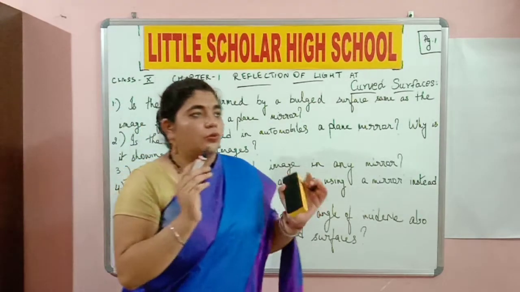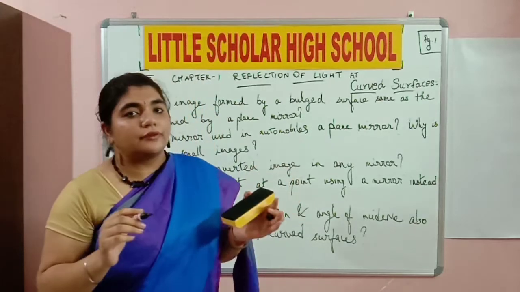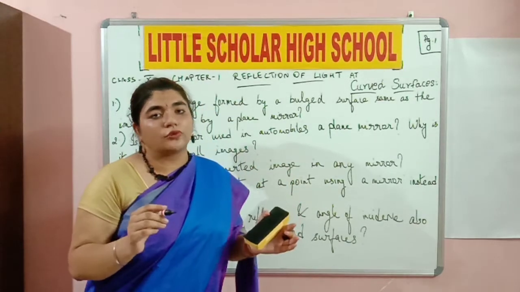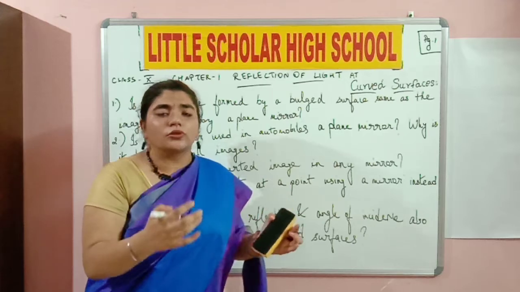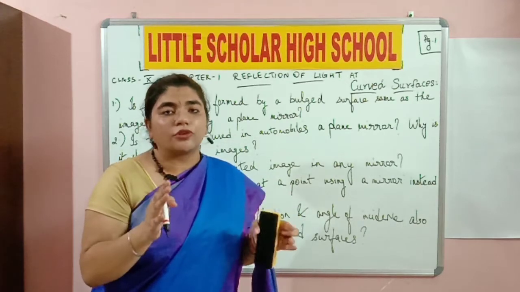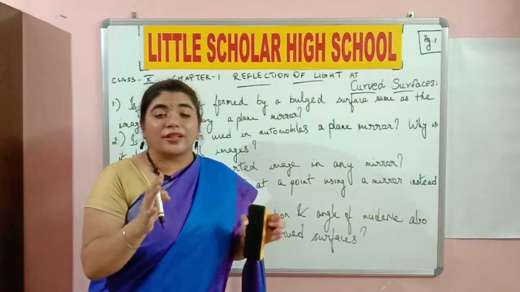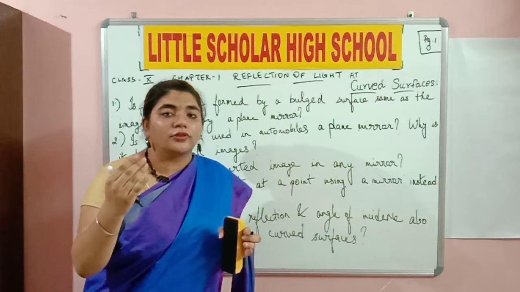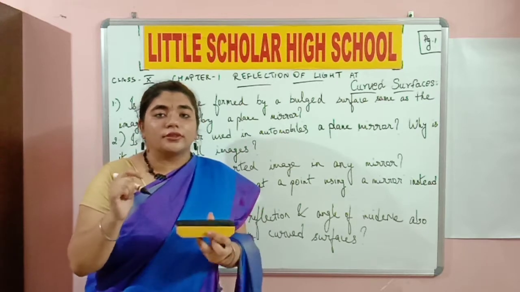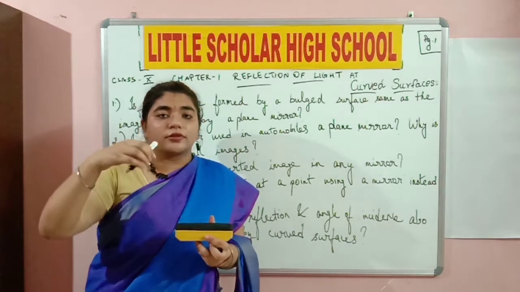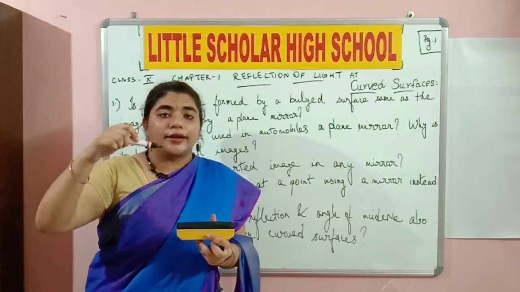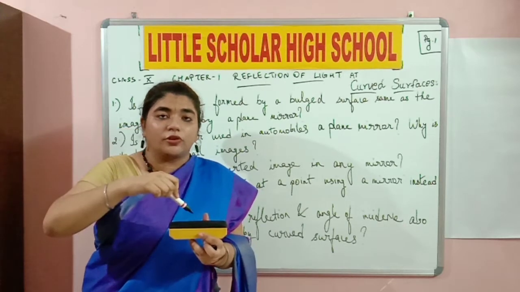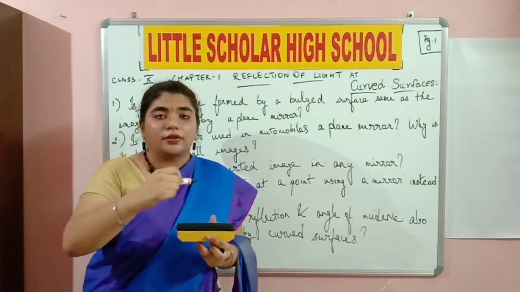Looking at the name of the chapter itself, we see the terminology reflection. What do you understand by reflection? In earlier classes, we have studied a very basic definition of reflection. Reflection is nothing but the bouncing back of light. If I consider a plane mirror and project a torch light on it, the light is going to get projected on the plane mirror and bounce back from the other end.